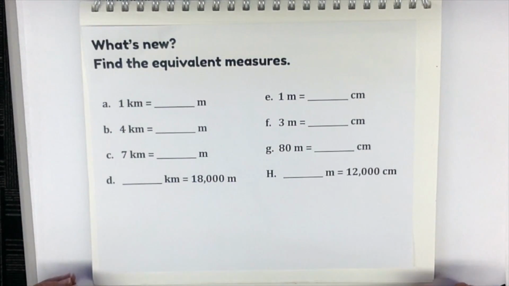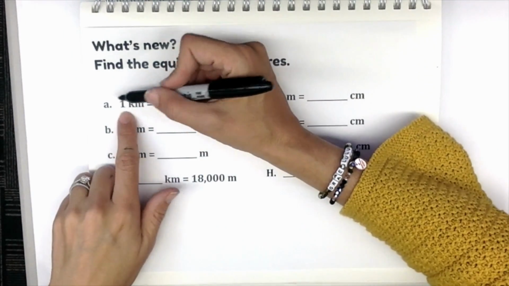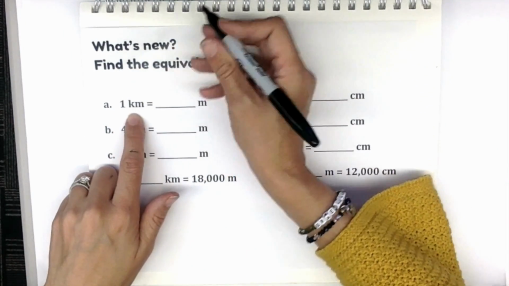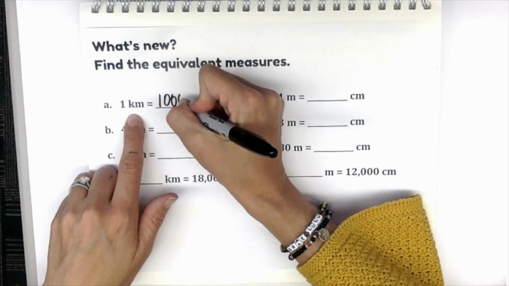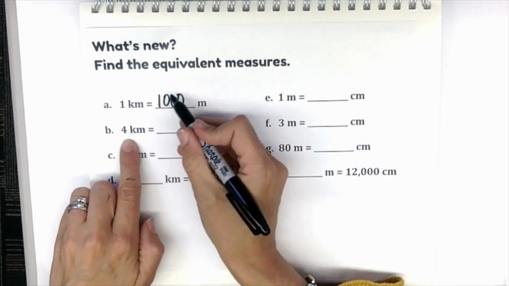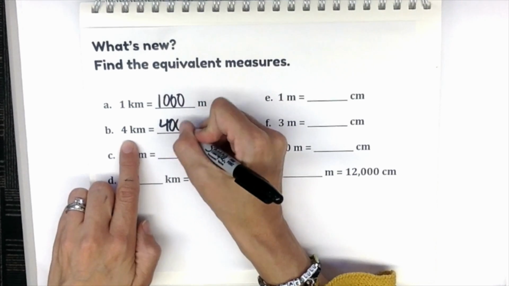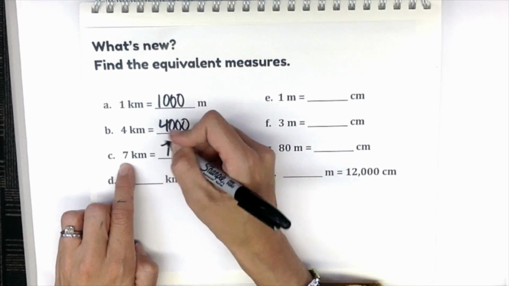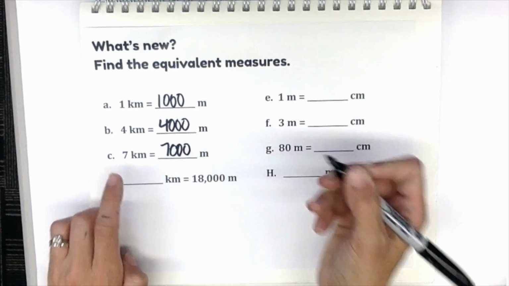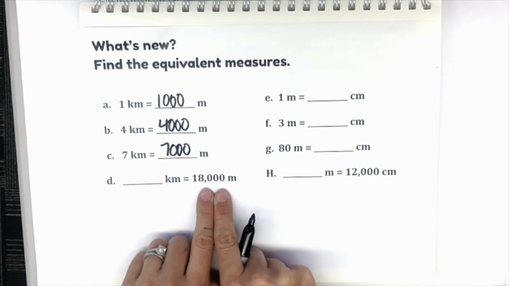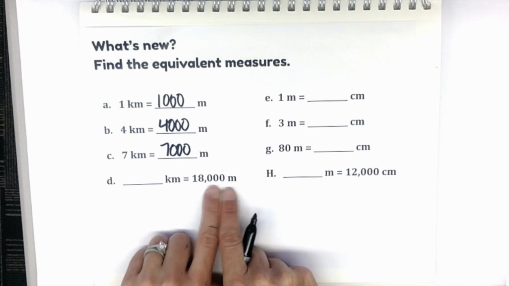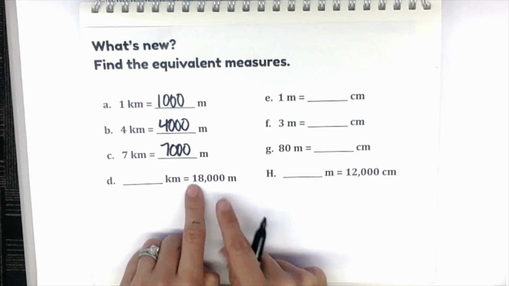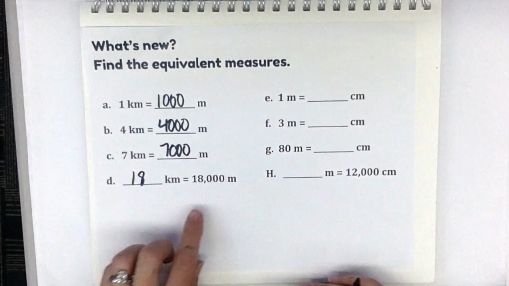All right, we're working on the metric system, so we're finally finding equivalents. So 1 kilometer we know equals 1,000 meters. So 4 kilometers, 4 times 1,000 would equal 4,000. 7 times 1,000 would equal 7,000. Now we're going the other way, 18,000 meters. So how many thousands are in there? 18, so that's 18 kilometers.